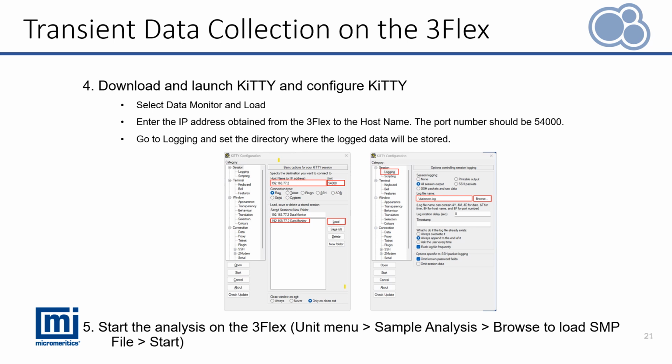Next, go to Logging under the session to set up the directory where the data will be stored. Once Kitty is configured, go back to the 3-Flex software and start the analysis by going to the unit menu, Sample Analysis, and browse to load the SMP file, and then start.